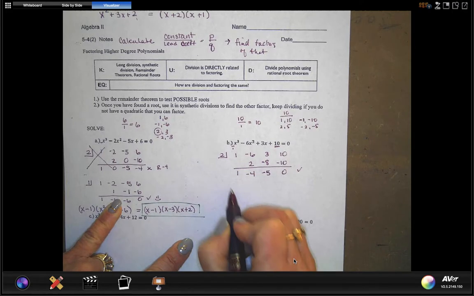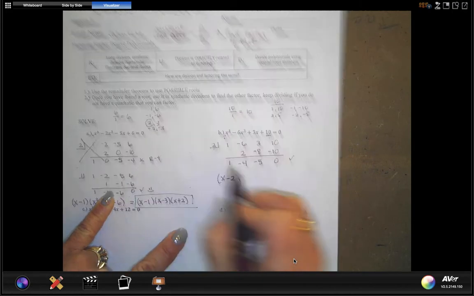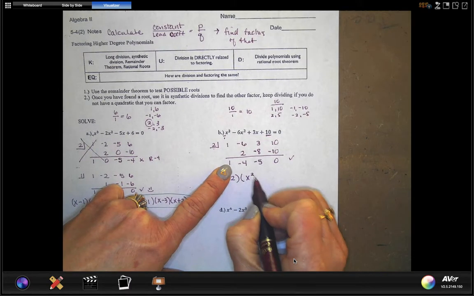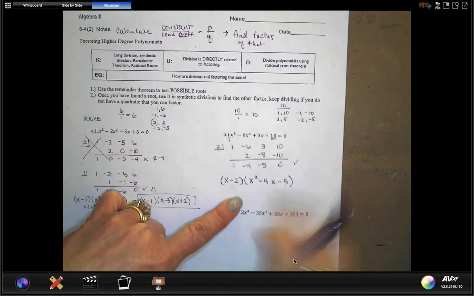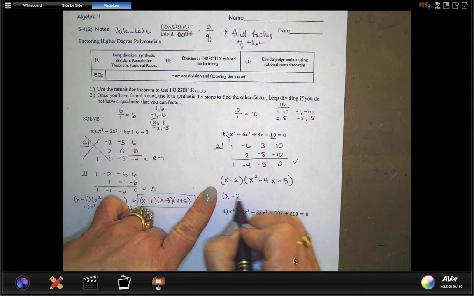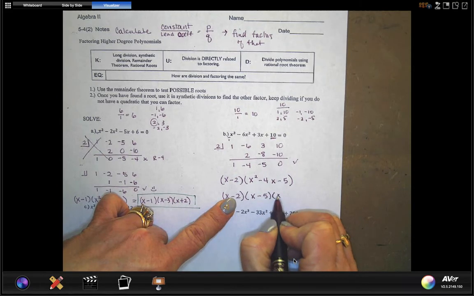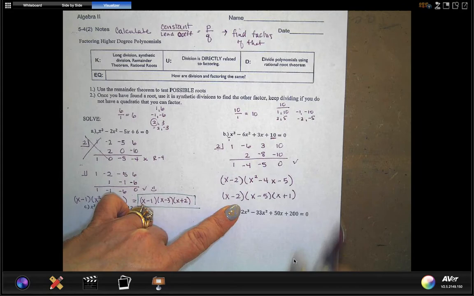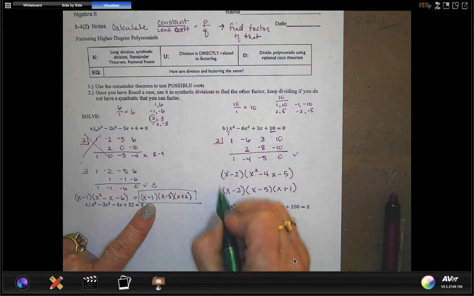So then the factor here is x minus 2. Remember, switch the sign. Again, this was a cube, so now I have x squared minus 4x minus 5. And this right here I can factor again. So I'd have x minus 5, x plus 1 there. And sorry, back, so this would be the answer for this one.